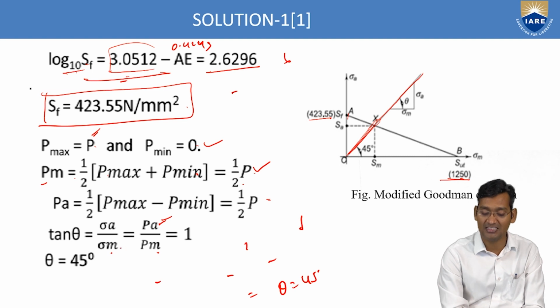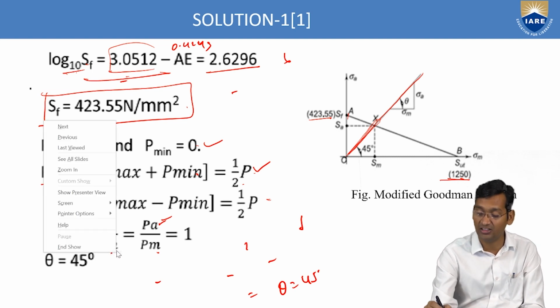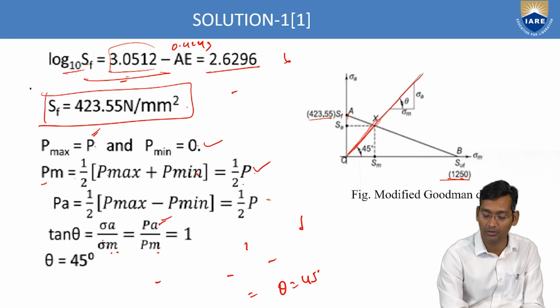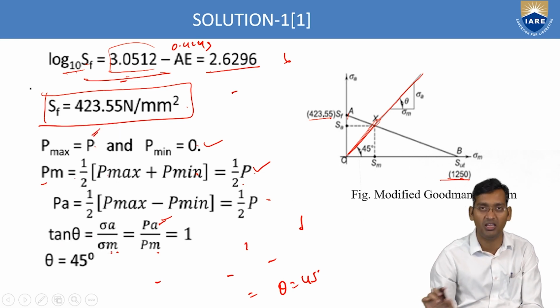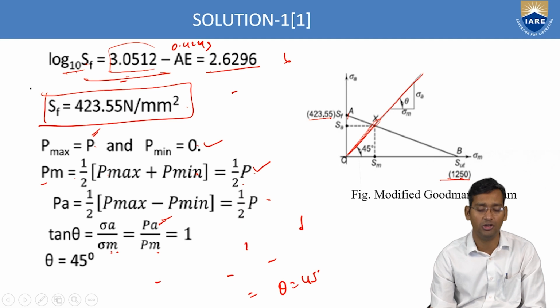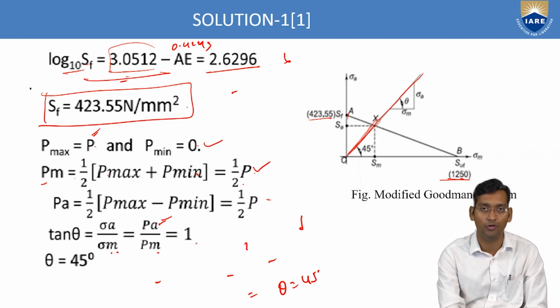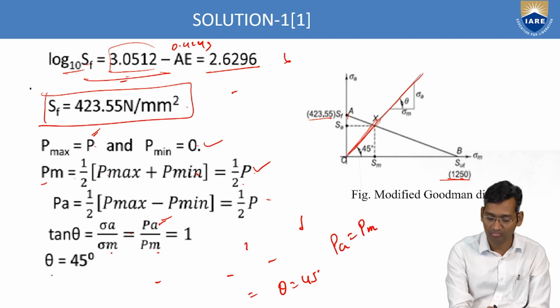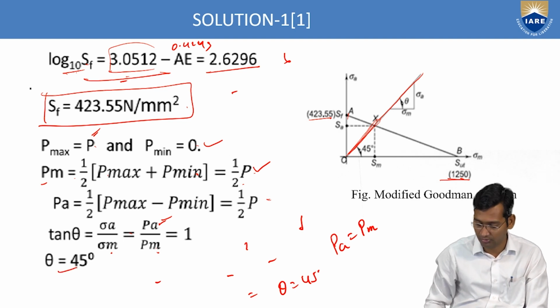Now tan theta is sigma A by sigma m, and that is given as 45 degrees, right? Theta we already found, that is 45 degrees. So tan 45 equals sigma A by sigma m. Tan 45 is what? 1. So sigma A by sigma m is 1, and hence PA by PM equals 1. So now what we can say is that PA equals PM, for that 45 degrees.